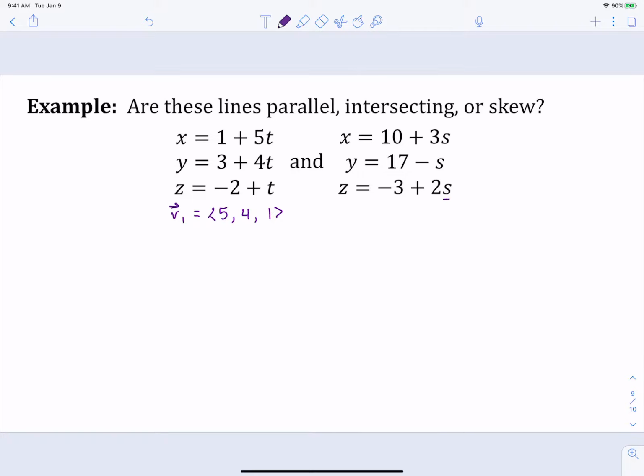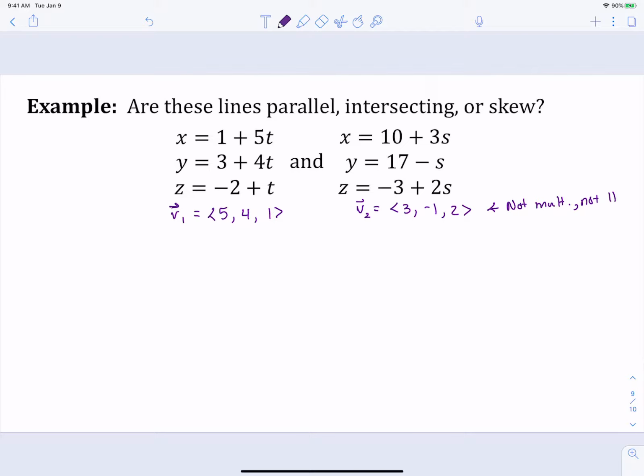And over here, we labeled our scalar multiple a different variable. We labeled it s. That's just to keep our two lines separate. So our direction for our second line is 3, -1, and 2. So those directions are not multiples of each other. They'd have to be scalar multiples. So we're not parallel.